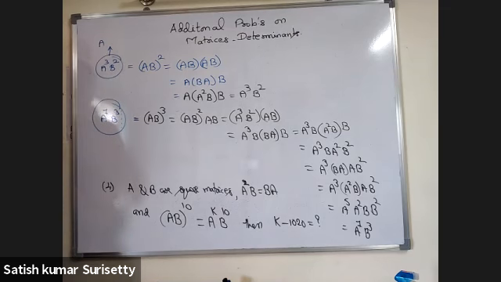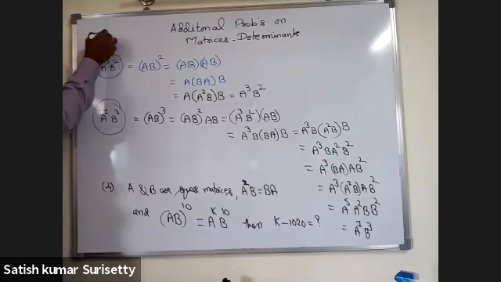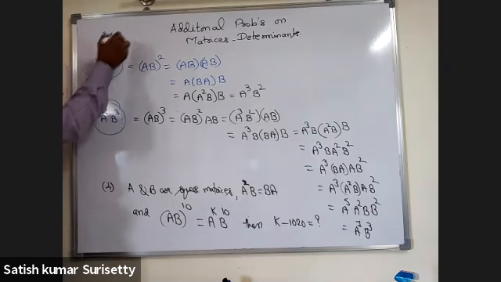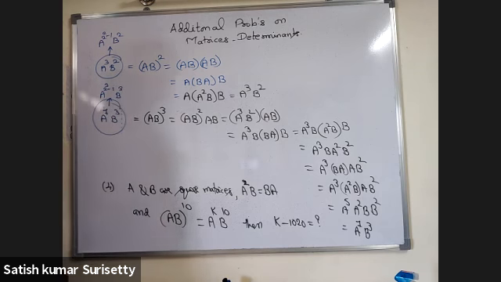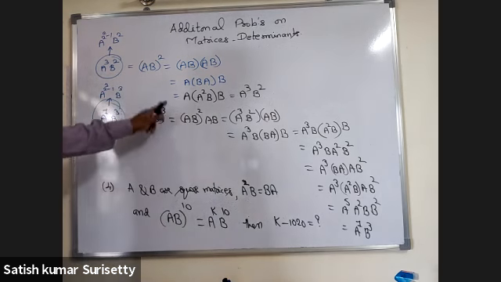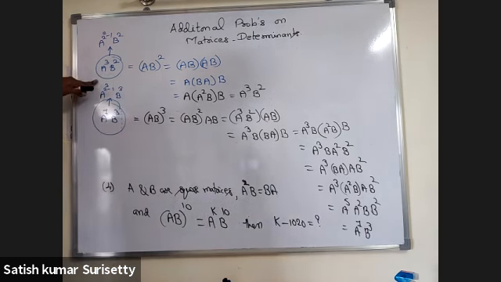What should I rewrite this as? a^(4-1), that is a^(2^2-1) into b^2. Next, in the same manner, a^(2^3-1) into b^3. Now if I calculate (ab)^4, you will get a^(2^4-1) b^4.